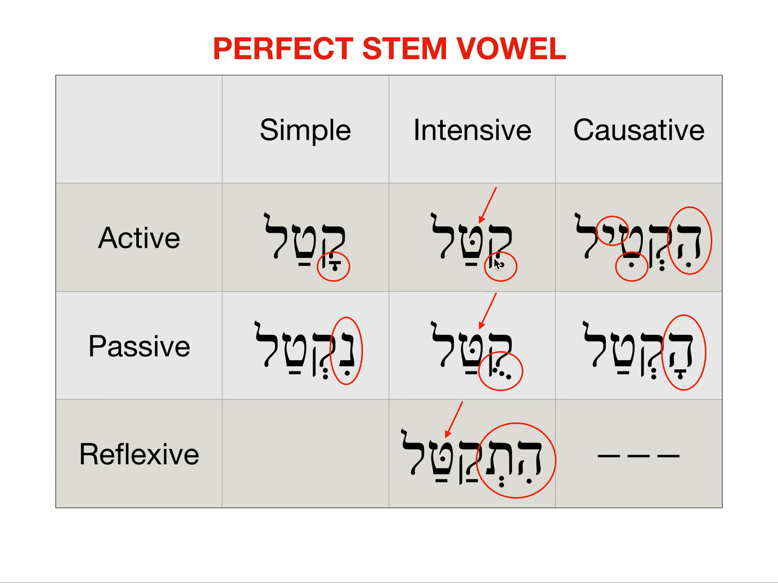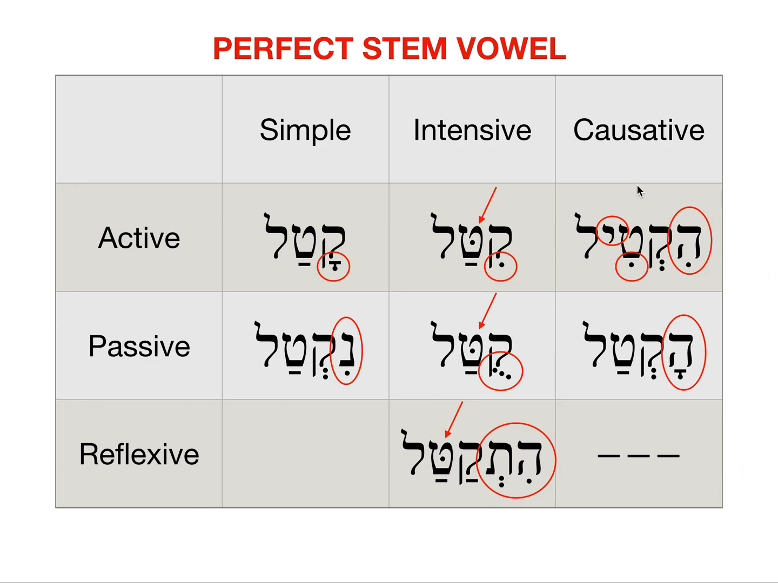For piel, the active intensive, you need 2 things. You need the e under the first root letter and the dagesh in the middle. The dagesh in the middle applies to all the piel groups. So piel, pual, hitpael, that's a single group. So piel is the active, pual is the passive of piel, and it needs the u under the first root letter plus the dagesh. And finally, the reflexive of piel is hitpael, and you need the hit at the beginning and the dagesh in the middle.